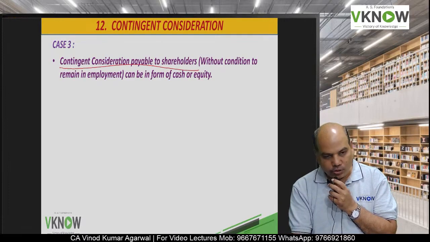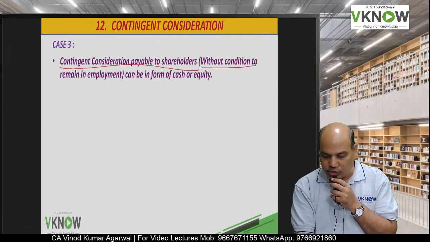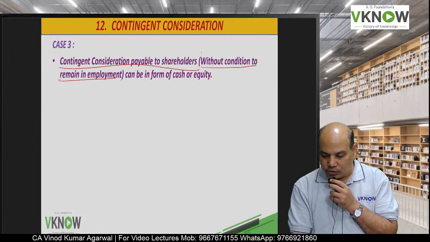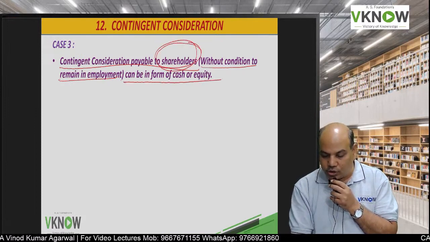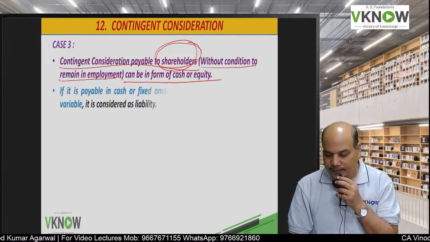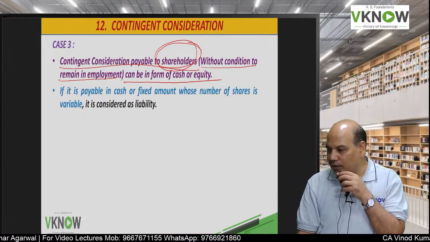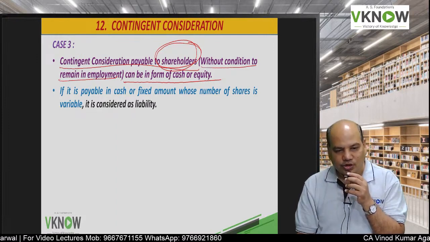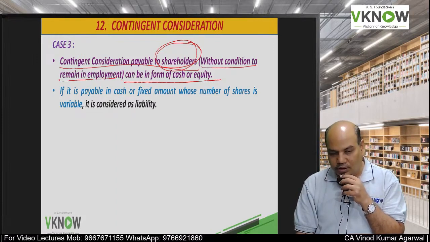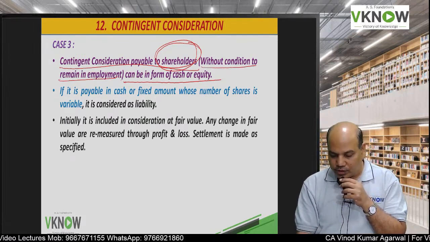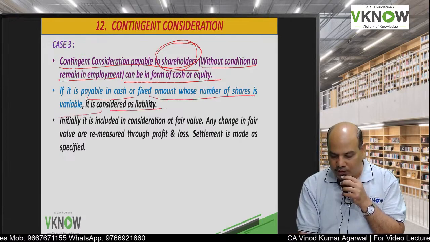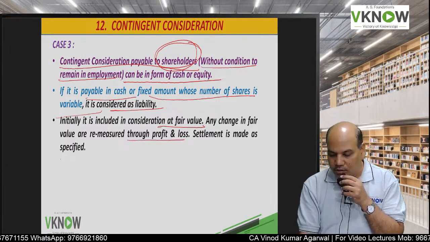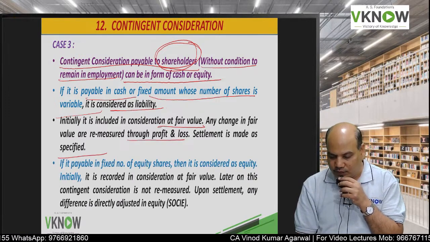Case 3, contingent consideration payable to the shareholder without condition to remain in employment. So if there is no condition of employment, it may be contingent on some other condition. It may be contingent on profit, market price target, market share target, EPS target. Then as we discussed earlier, if it is payable in cash or variable number of shares, it is liability. Record at fair value, change in fair value to the P&L account, settlement will be made as specified.